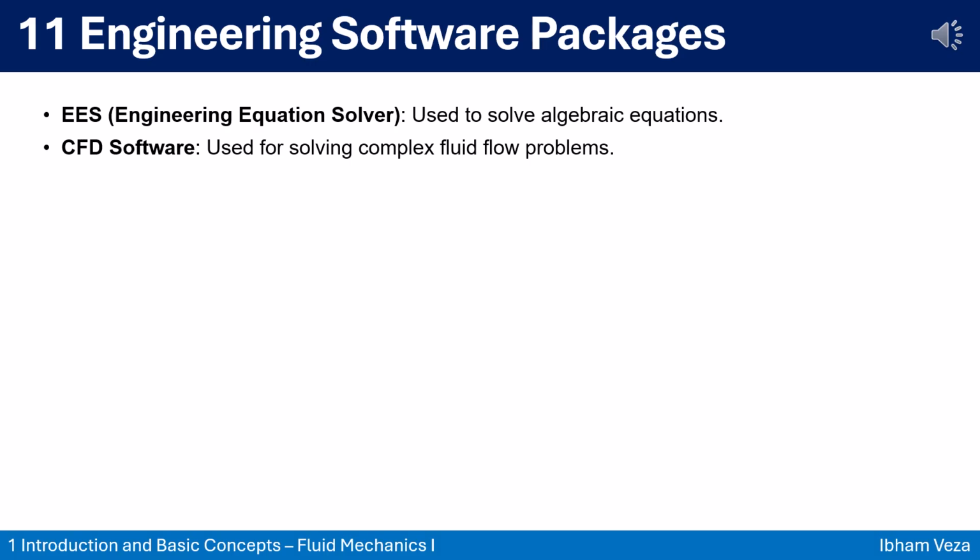11. Engineering software packages. Let's talk about the tools you'll actually use. Engineers don't just calculate by hand, we use software to work faster and solve bigger problems. EES, or Engineering Equation Solver, is great for quickly solving algebraic equations, especially in thermodynamics and fluid mechanics. It's simple but powerful for textbook-style problems.